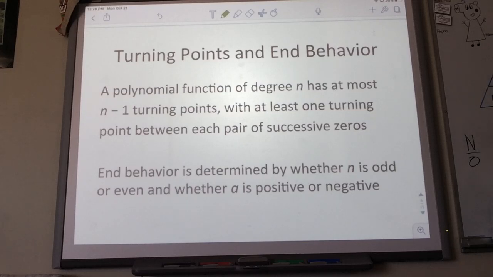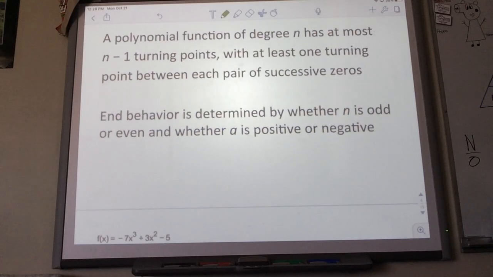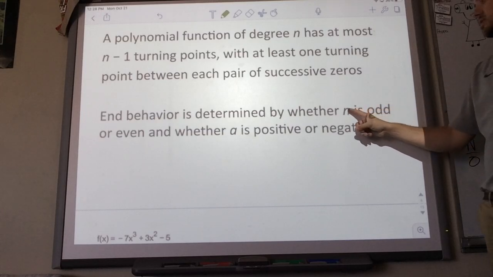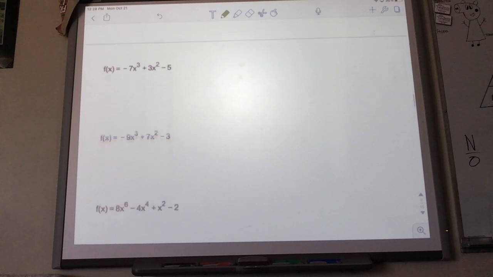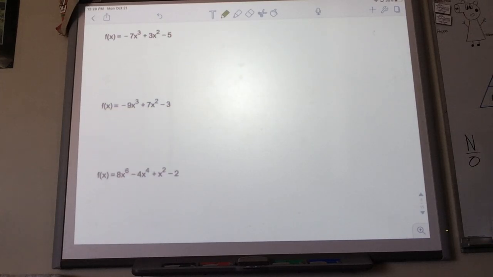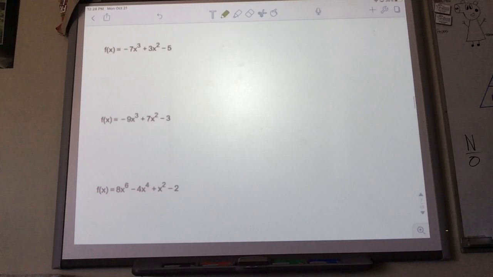That's why the end behavior is important, because once it goes up, it's not going to have another turning point, because it's never coming back down. A turning point is when it changes direction completely. End behavior is determined by whether n, the degree, is odd or even, which is what I've been talking about. Okay? So here, I just want you to tell me what the end behavior is.